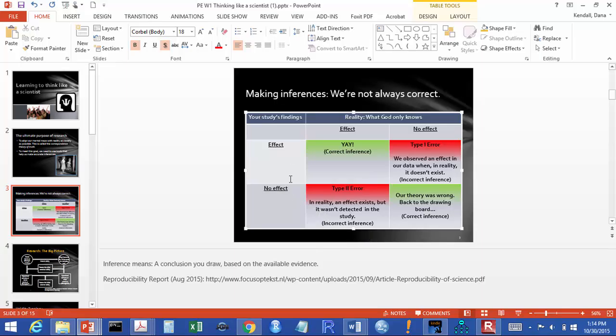All right, so the other quadrant is the last quadrant here, and that is that we found no effect, but there really wasn't one. So it's a correct inference, but it's kind of a bummer. It's just saying there wasn't anything to find, and of course we didn't find it, and so we have to go back to the drawing board to see if we can improve on our theory so we can conduct a new study.